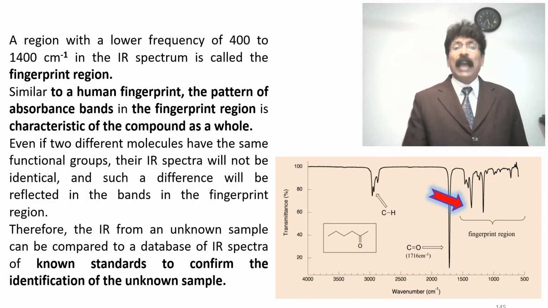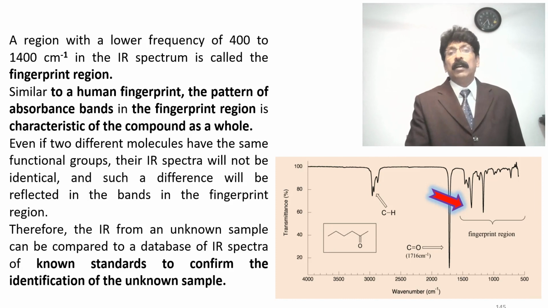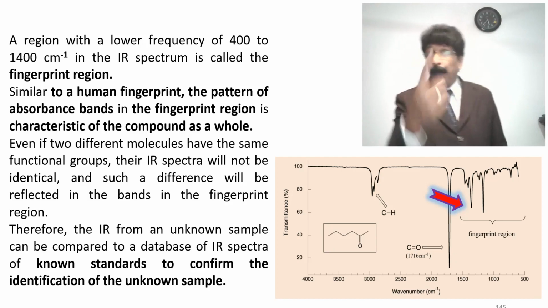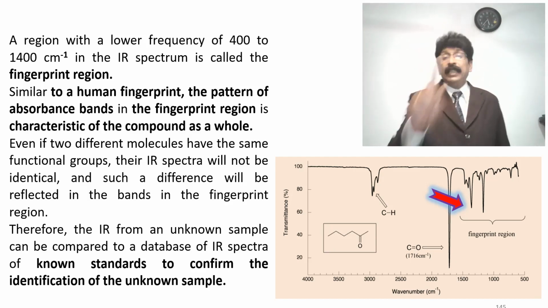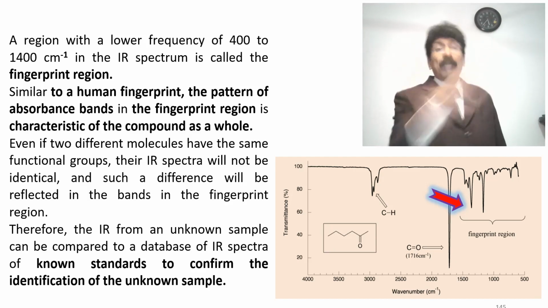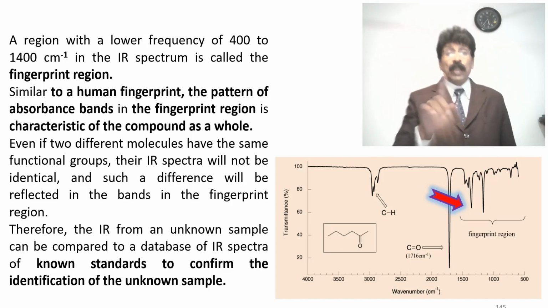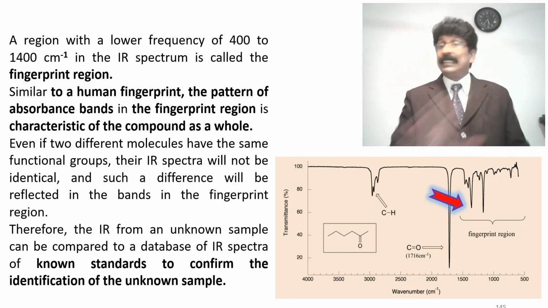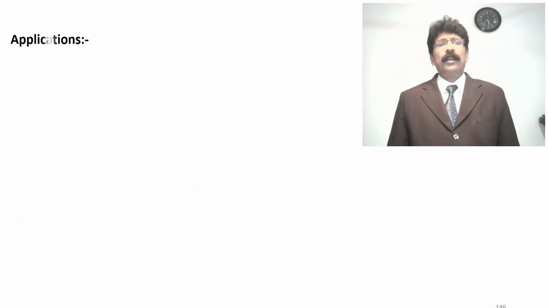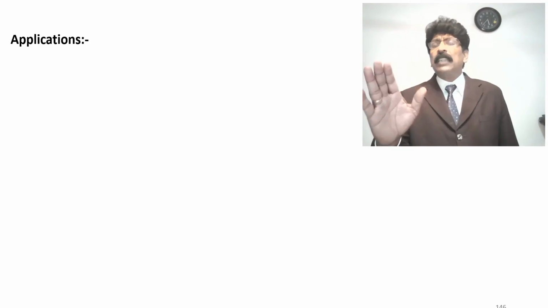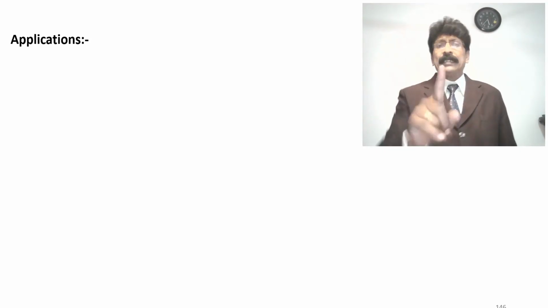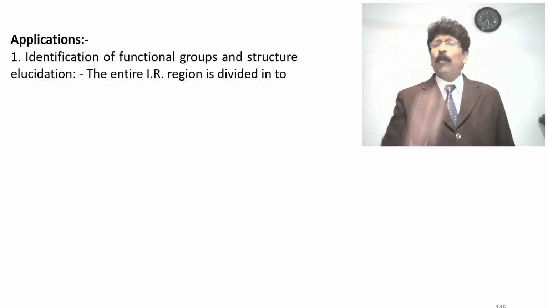Therefore, the IR spectrum of an unknown sample can be compared to a database of IR spectra of a known standard to confirm the identity of the unknown sample. This is the principle for any fingerprinting. Applications of IR spectroscopy, just 2 slides, I made only the lines.